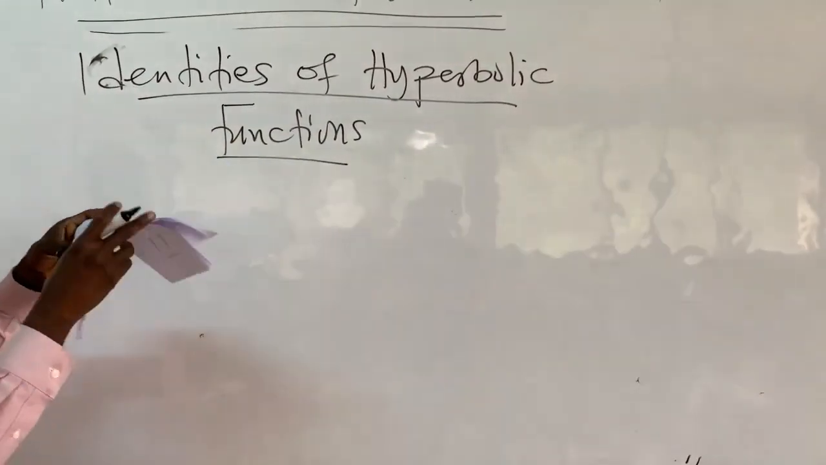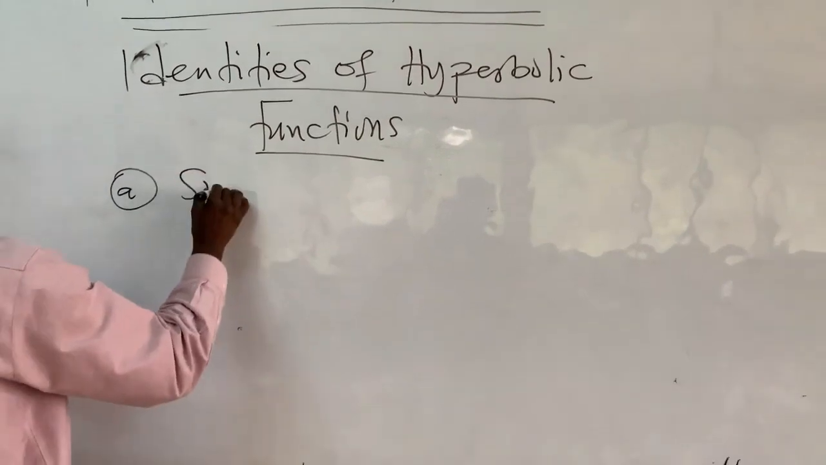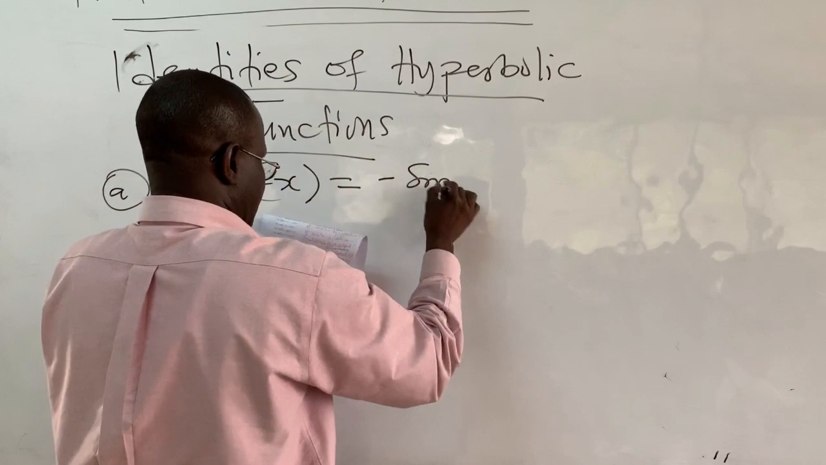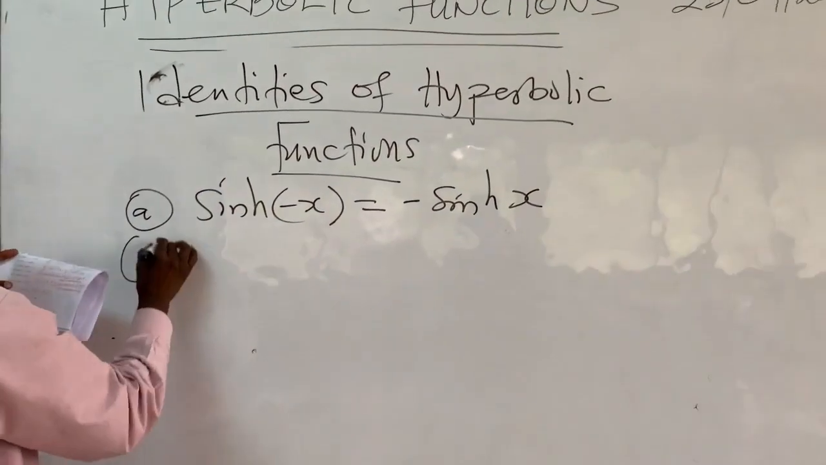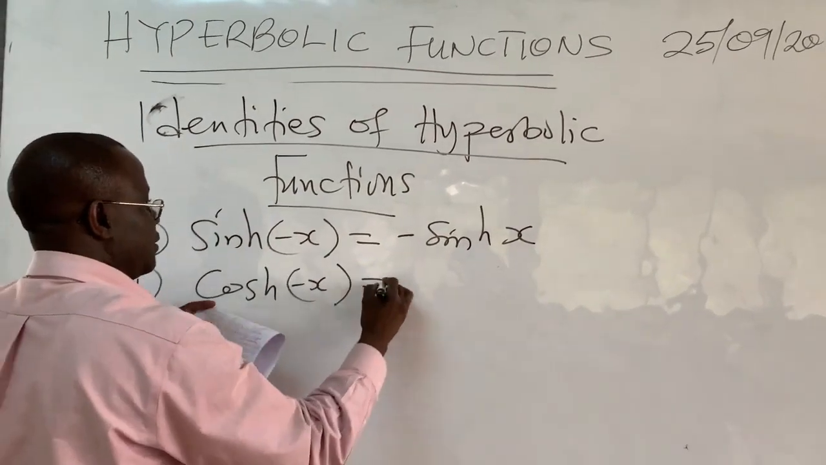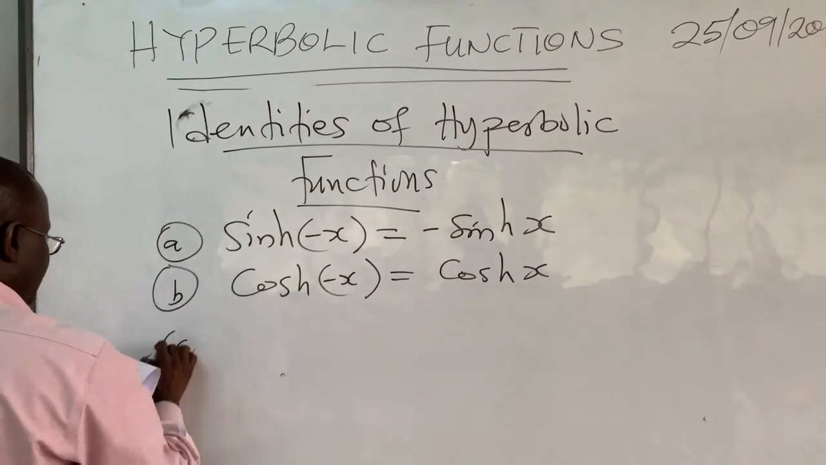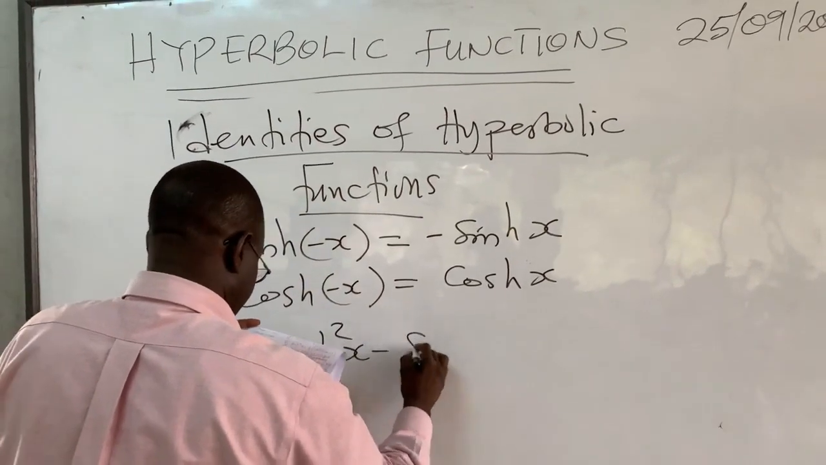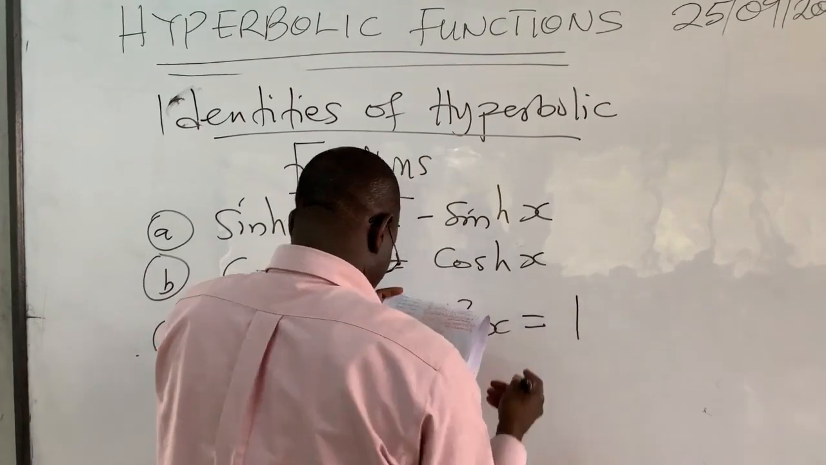Okay, so here are a couple of them. We should prove some of them. First one says that sinh minus x is negative sinh x. B says cosh minus x is cosh x. And then prove this: cosh squared x minus sinh squared x is equal to 1.